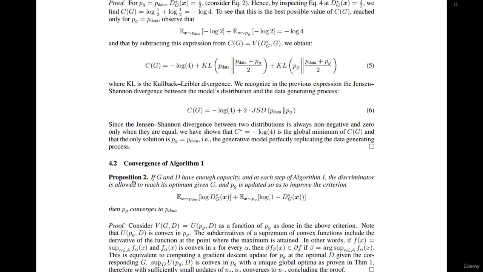And then finally, for this last proposition, we have that if G and D have enough capacity, and at each step of algorithm 1, the discriminator is allowed to reach its optimum given G, and pg is updated so as to improve the criterion, where this is actually our criterion, then pg converges to p data.